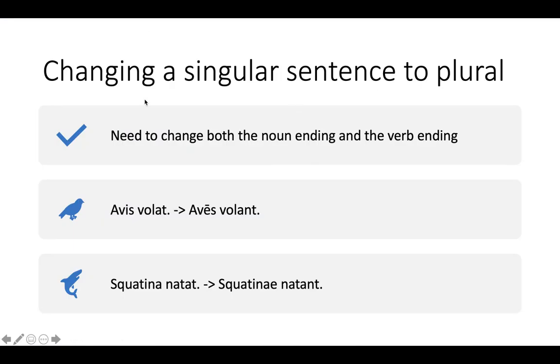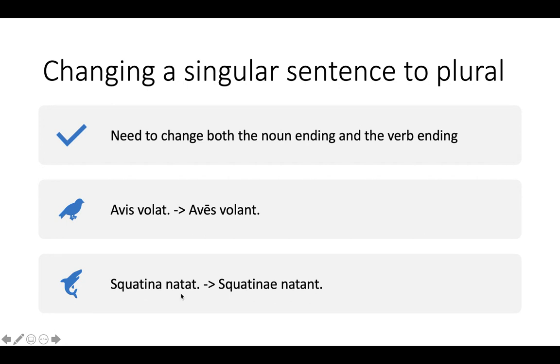This week, you are going to be changing a singular sentence to a plural one. When you do this, you need to change both the noun ending and the verb ending. So, avis volat, the bird flies, is a singular sentence. There's only one bird doing the action. And avis has its singular ending, and so does volat. When we make it plural, we need to make both the noun and the verb plural. So it'll become aves volant.